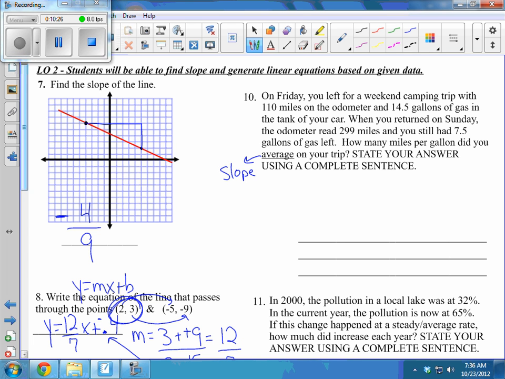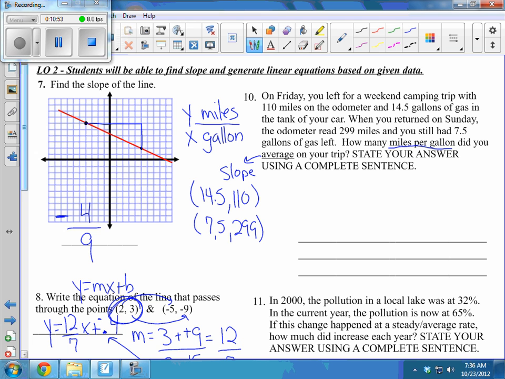And if you look at it, they actually even tell you it's miles per gallon. So if I wrote that as a fraction, miles per gallon, that would mean my miles are my Y and my X are my gallons. The number of miles I go depends on how many gallons of gas I have. So if I write this as XY coordinates, I have 14.5 with 110, and then I have 7.5 with 299. So I'm going to subtract my Y's, and I'm going to subtract my X's the same way, and I get 189 over 7.